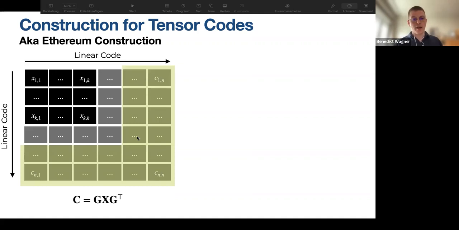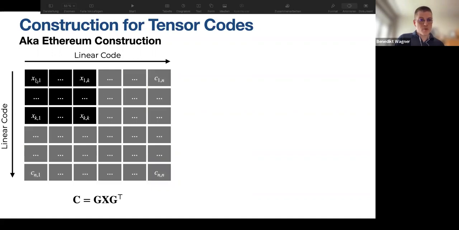You have all the highlighted cells, all the highlighted symbols of this code word, but you are not able to interpolate any of these rows or columns. And so it's about 3/4 of the data that you need to be sure that you can reconstruct. This is the reception efficiency. And now let's look at the commitment.